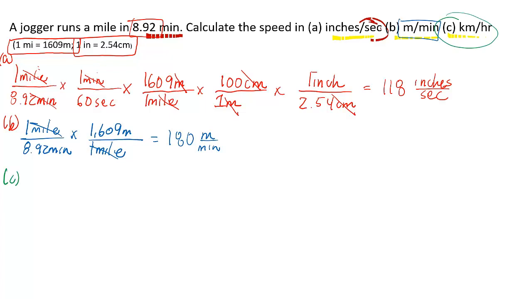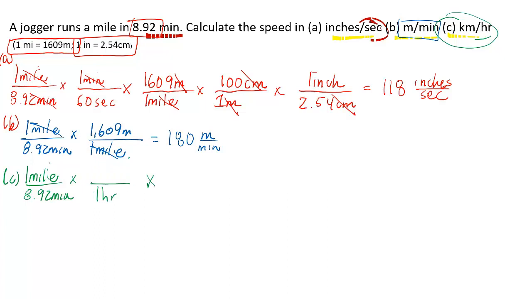Finally, let's look at part C, kilometers per hour. So start with what we're given. 1 mile is 8.92 minutes. So notice the arrangement. I'm putting the mile in the numerator and the 8.92 minutes in the denominator. I do what I need to do to get my units to cancel out. I could just as easily with these conversion factors flip it and have the minutes in the numerator and the miles in the denominator, but that won't work in getting the final answer into the units that the problem wants me to get it in.